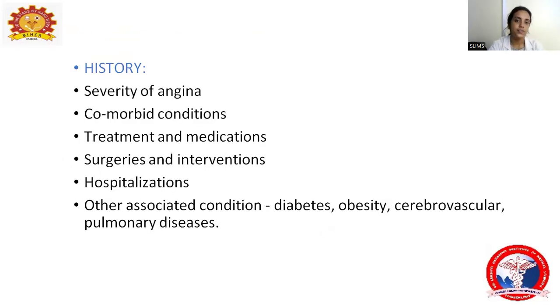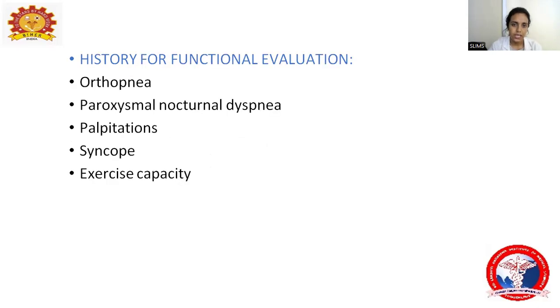Coming to history taking, we have to take history on the severity of the angina, comorbid conditions, treatment and medications the patient is on, surgeries and interventions which have been done in the past, hospitalization and previous surgeries, and other associated conditions which the patient might have, like diabetes, obesity, cerebrovascular and pulmonary disease. Now, for functional evaluation of the patient, we will ask for symptoms of orthopnea, paroxysmal nocturnal dyspnea, palpitations, syncope, and exercise capacity.